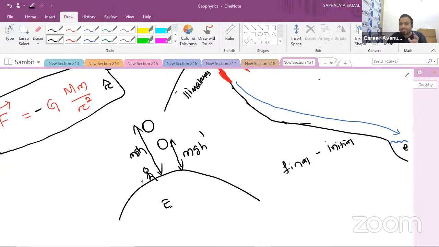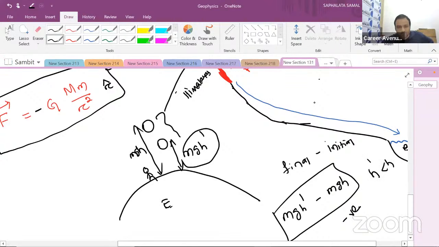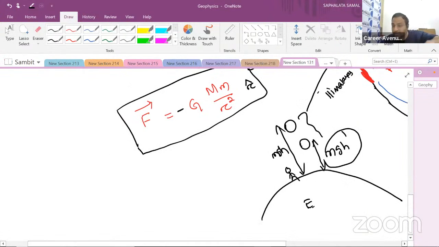Whenever I calculate the change in something, it is always final minus initial. So between this, how much energy change has happened? I can write mgh dash minus mgh. This much potential energy change has happened. This will be a negative quantity because mgh dash will be less than mgh, because h dash is less than h. That's why the negative symbol is given, because the gravitational force is acting in the direction in which the potential energy is decreasing.